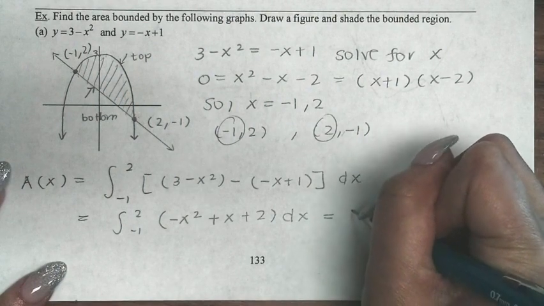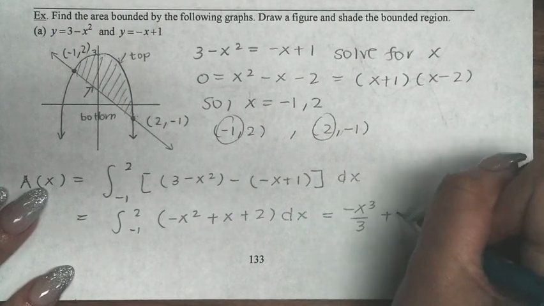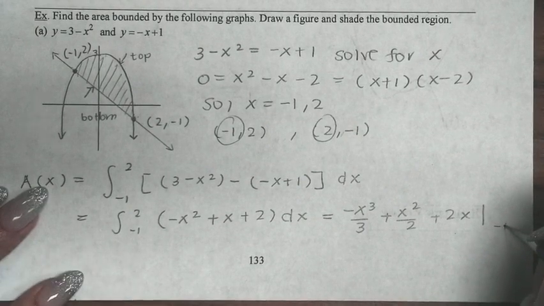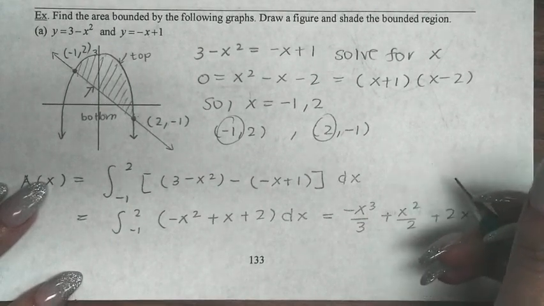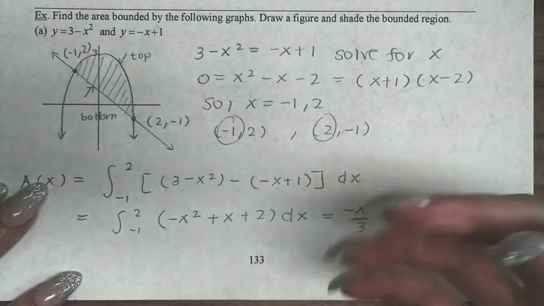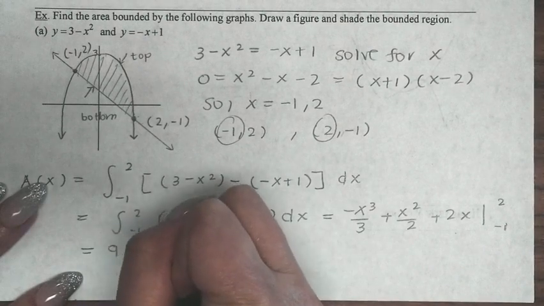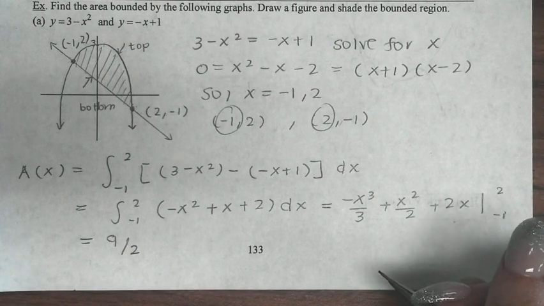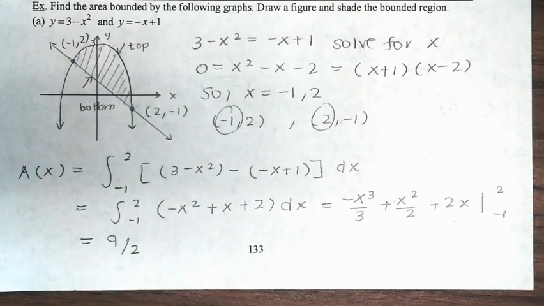You know that the integral of this is going to be negative x cubed divided by 3 plus x squared divided by 2 plus 2x, and this is going to be evaluated from negative 1 to 2. After that, we're going to plug in the 2 here and here, and the negative 1 here and here, using the fundamental theorem of calculus. You know how to do that, so that should be 9/2, and that's going to be the area between these curves. And that's pretty much for this example. Isn't that simple?